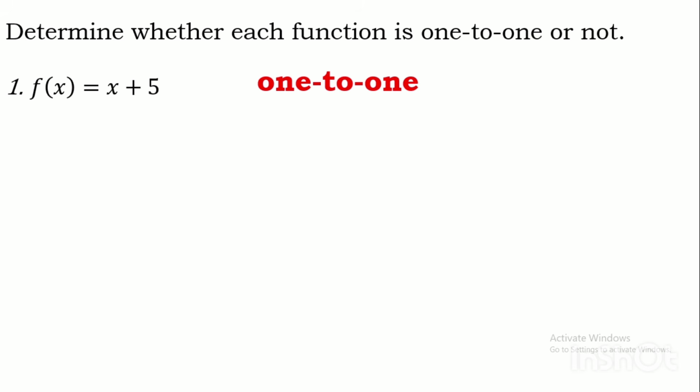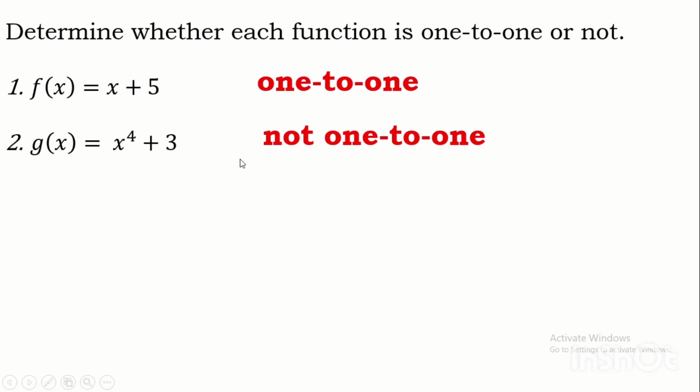Okay. Sige, more example for the equation. Given a function, f of x is equal to x plus 5. Again, the highest degree is 1. So therefore, that is 1 to 1. Next, g of x is equal to x to the fourth plus 3. So 4, even number. So again, kapag even yan, automatic that is not 1 to 1.